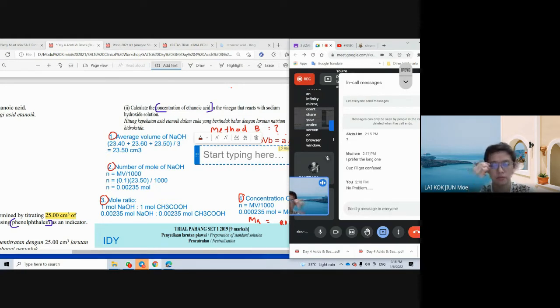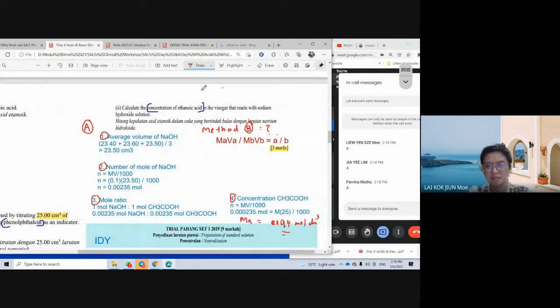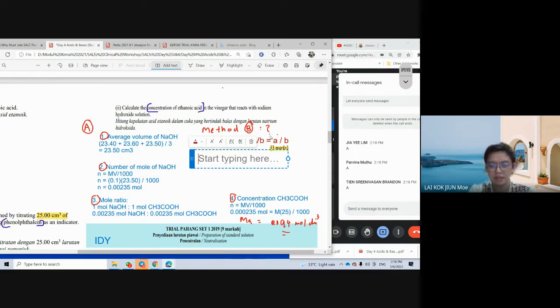Teacher wants to know how many of you will use the A method and how many will do B. You just type A or B. This is A method. This is B method. Actually, I prefer B method more, because B method is actually quite safe compared with A, because you just substitute everything. Your information will be given. You see how I do it, very simple, very fast also.